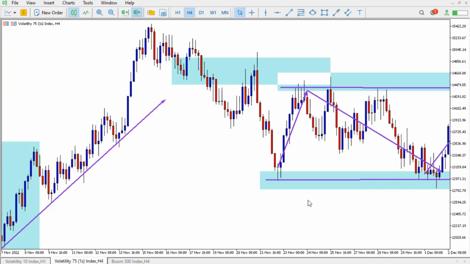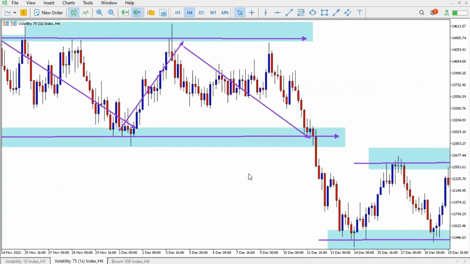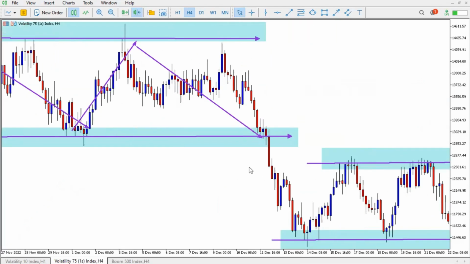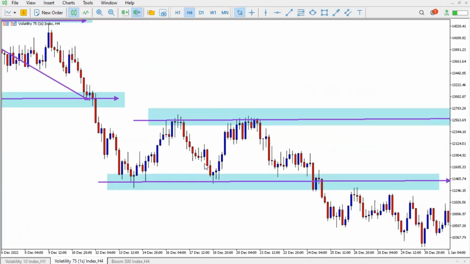So the same thing will keep happening in the forex market. Whether it's in the binary market or the forex market, whenever the market breaks a demand zone, that demand zone will now turn to a supply zone in the future. When the market returns back to it, it will now sell from there.